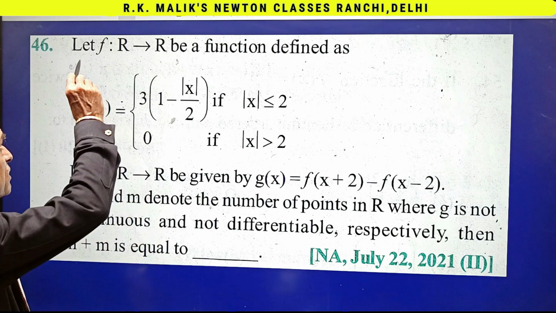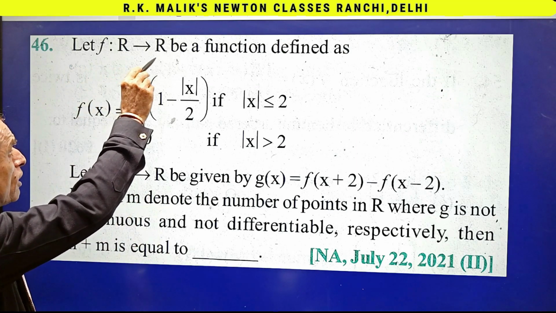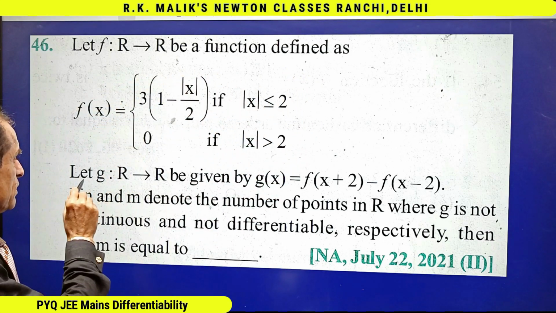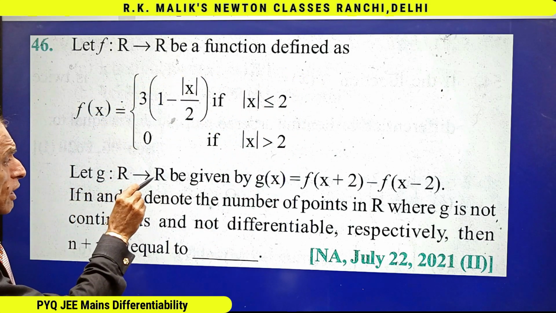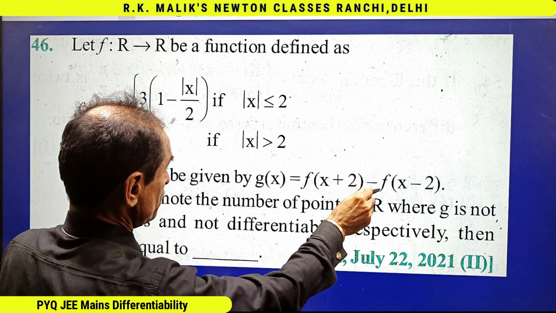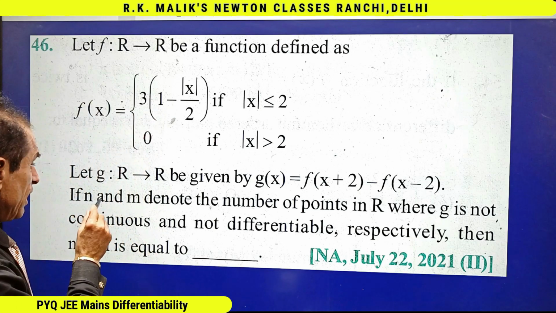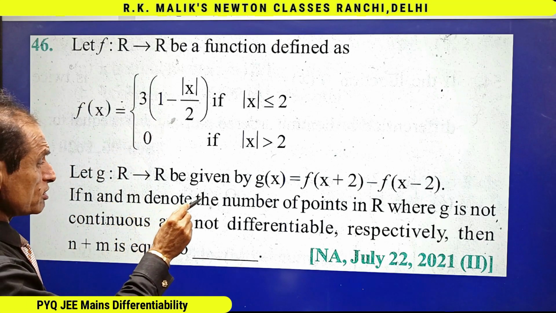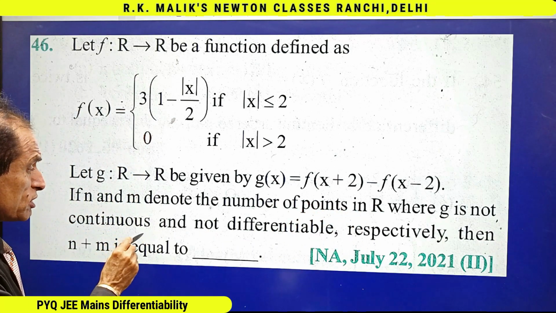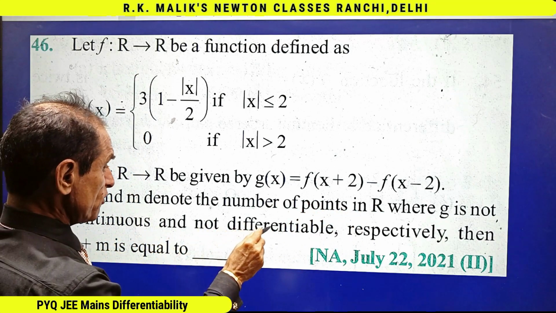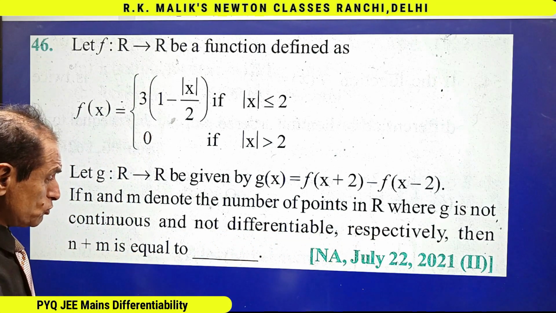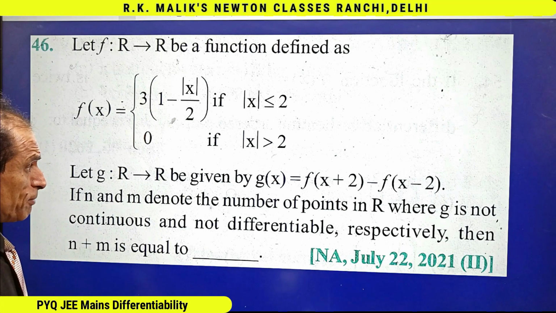In this question, it is given that let f: R to R be a function defined by this, and g: R to R be given by g(x) equals f(x plus 2) minus f(x minus 2). If n and m denote the number of points in R where g is not continuous and not differentiable respectively, then n plus m is equal to dash. You have to fill in the blank.